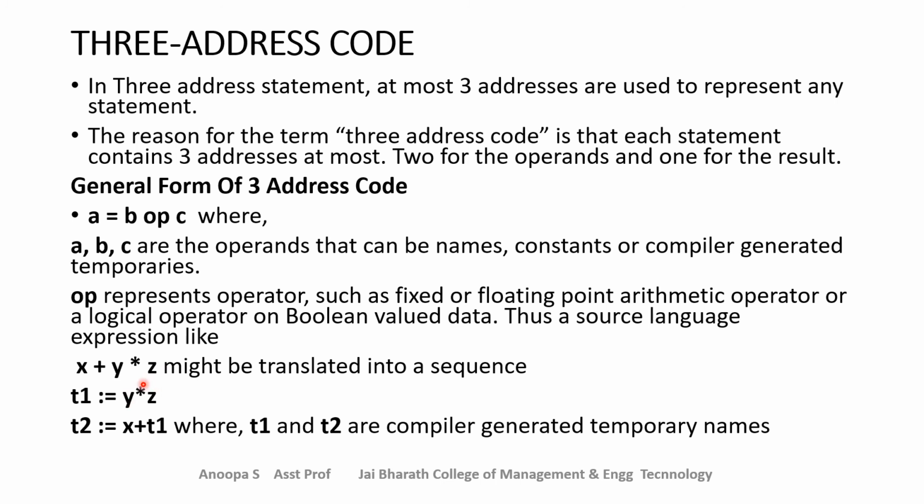So for example, if I want to convert this x plus y into z into a three address form, I can use temporaries. For example, t1 equal to y into z is the first statement. Then what I have to do, t2 equal to x plus t1. This is how we will rewrite it into a three address form.